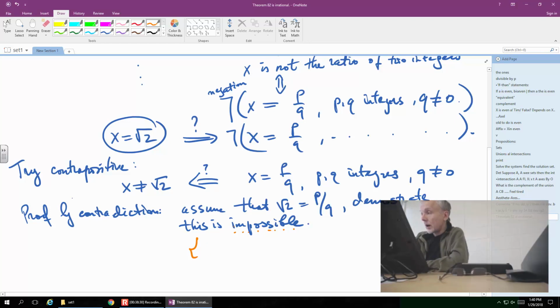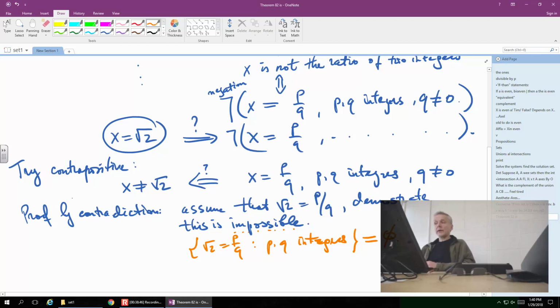I write: the set of square root of 2 equal to p over q, with p, q integers, is empty. So I take all possible pairs of integers, divide them, and see if any of this infinity of fractions produces square root of 2. And the answer is no. So that set of those p's and q's is empty. That's the idea behind the contradiction.